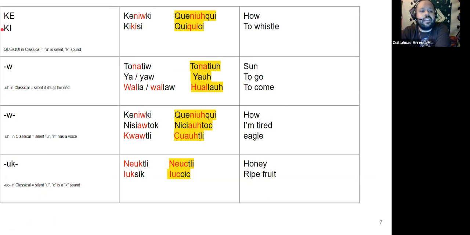Que, qui. In classical, you'll see it written as Q-U-E or Q-U-I, right? The U is silent and it's a K sound. Again, for English speakers, it makes sense to pronounce it as "kwe" and "kwi", but in Nahuatl it's never pronounced that way. Again, this is a Spanish-based orthography with classical. So put your Spanish hat on, right? This is pronounced ke, ki, ke, ki.